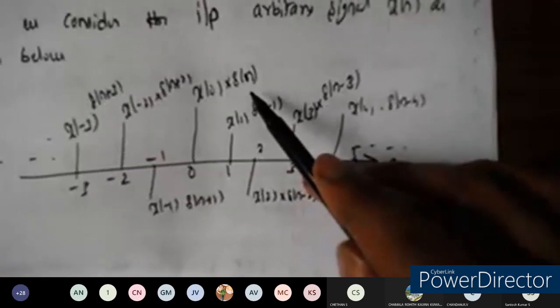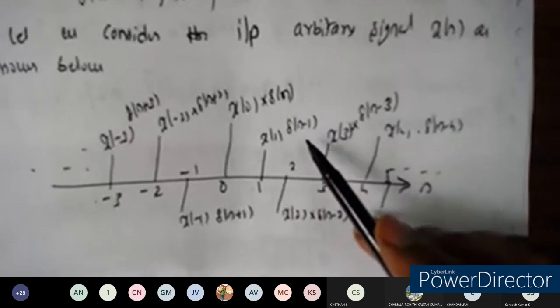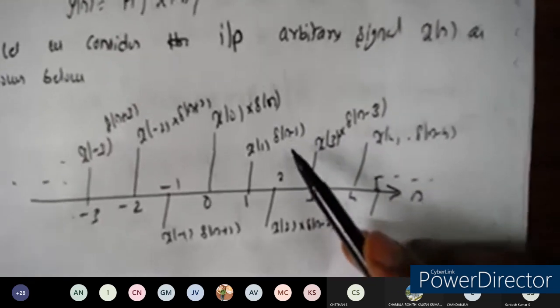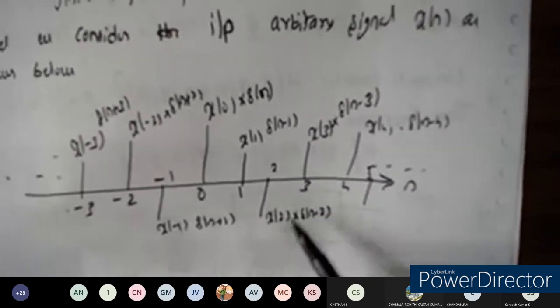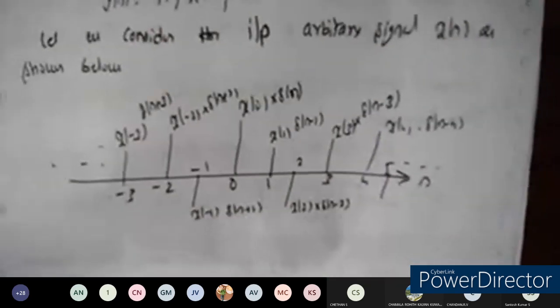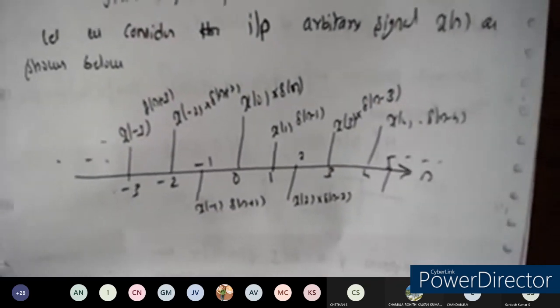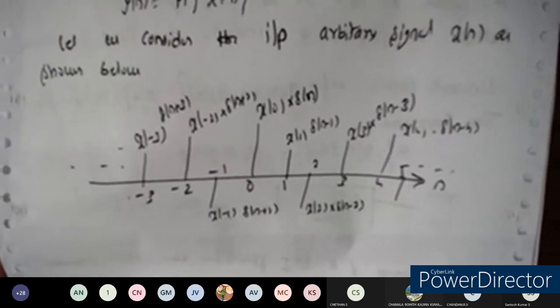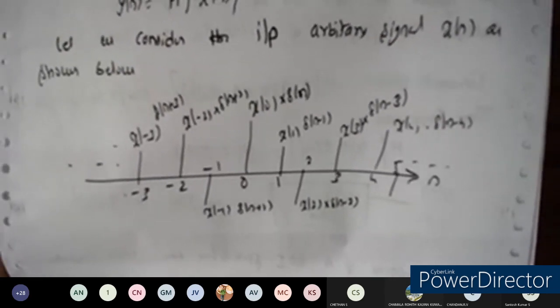So this is delta of n at n is equal to 0. This is delta of n minus 1 at n is equal to 1. This is delta of n minus 2 at n is equal to 2, n minus 3 at n is equal to 3, n minus 4 and so on, we can make use of this sequence. Everyone has taken note?